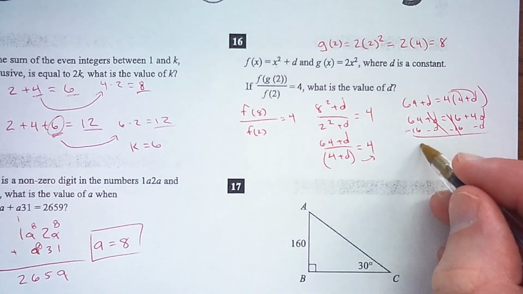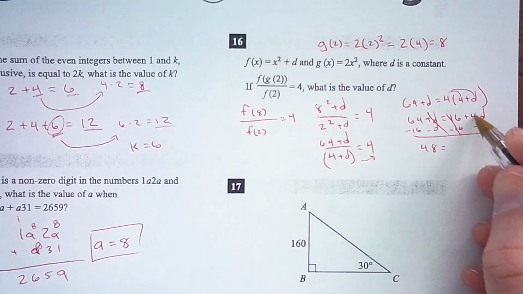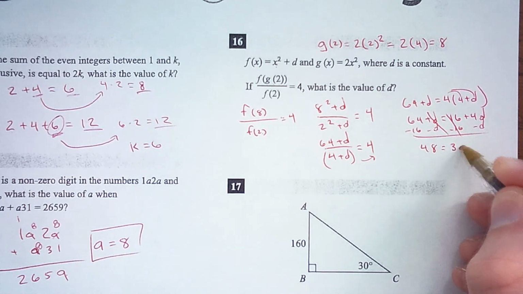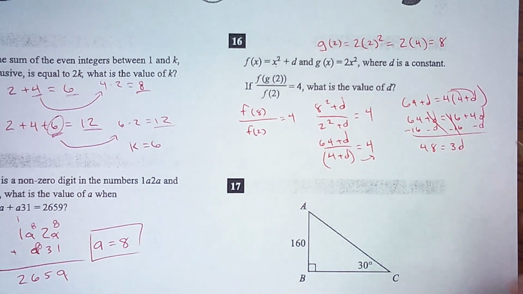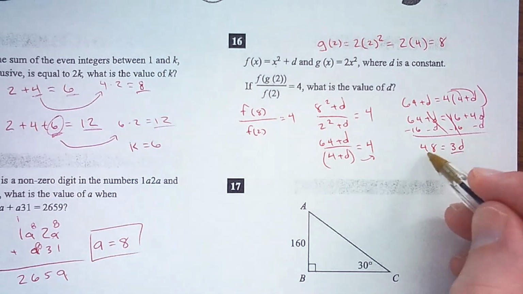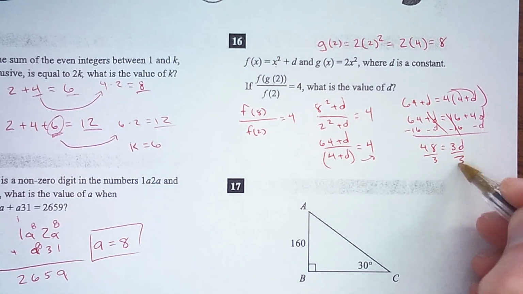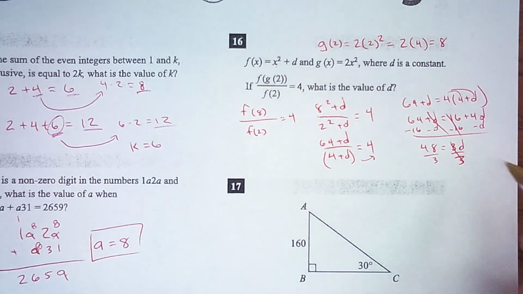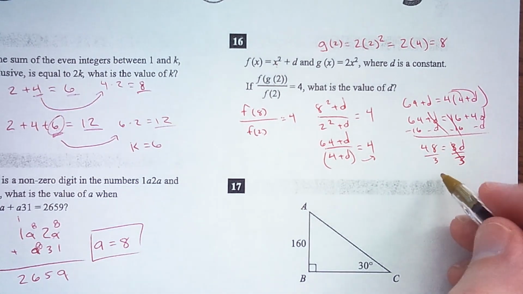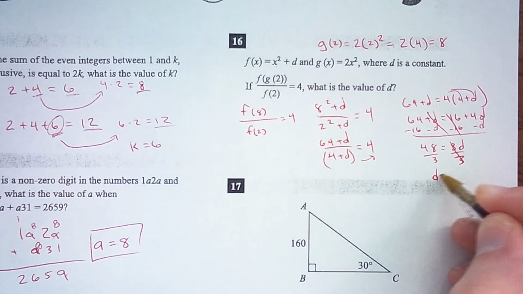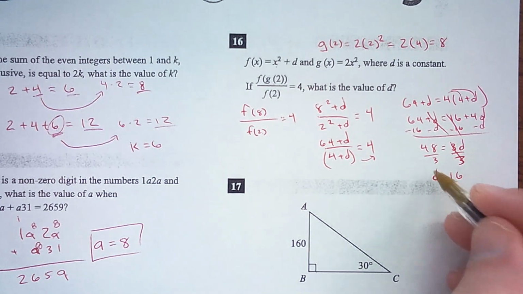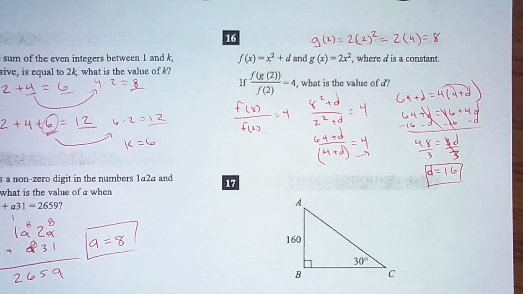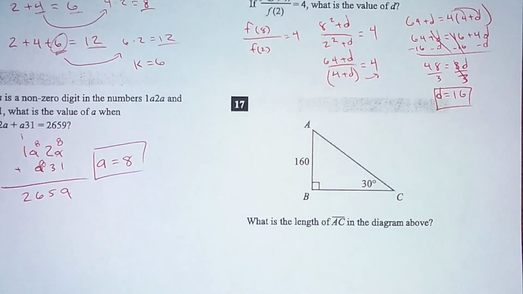Okay, so 64 minus 16, that's 48. And 4d minus d is 3d. Okay, so we've got 48 divided by 3. And this is no calculator, so we have to be able to do this in our head. 48 divided by 3 is 16. So d is 16. So that is what will go in our grid.